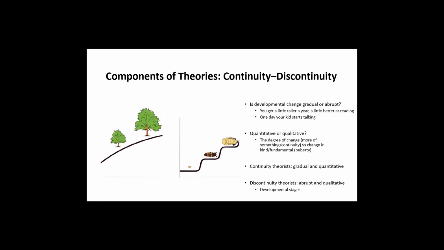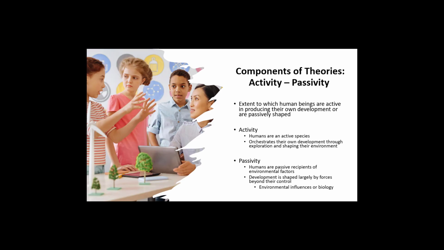So moving on to another component of these theories: activity versus passivity. This is centered around the extent to which human beings are active in producing their own development or are passively shaped. Activity refers to humans being an active species, and they orchestrate their own development through exploration and shaping their environment. So the idea is, you're a young child and you have this innate, active, self-discovery approach to interacting with the world, and that is what contributes to your development.